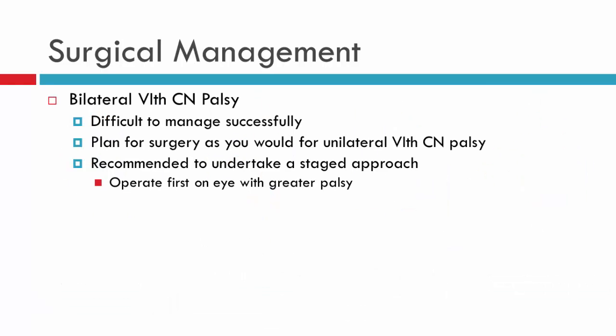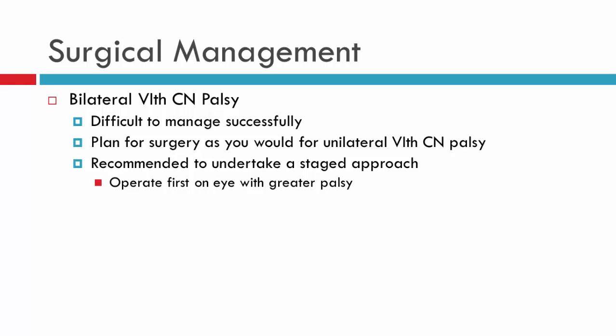And finally, the bilateral 6th nerve palsy. These are difficult to manage successfully because you have a large impact on motility, and these patients generally don't have any area of BSV, and it would be very difficult to achieve BSV in all positions of gaze. The best thing to do with your 6th nerve palsy is to stage the approach, and this would mean performing surgery on one eye, or for one particular palsy, I should say, and then operating on the other once you see what the outcome is from the first operation.